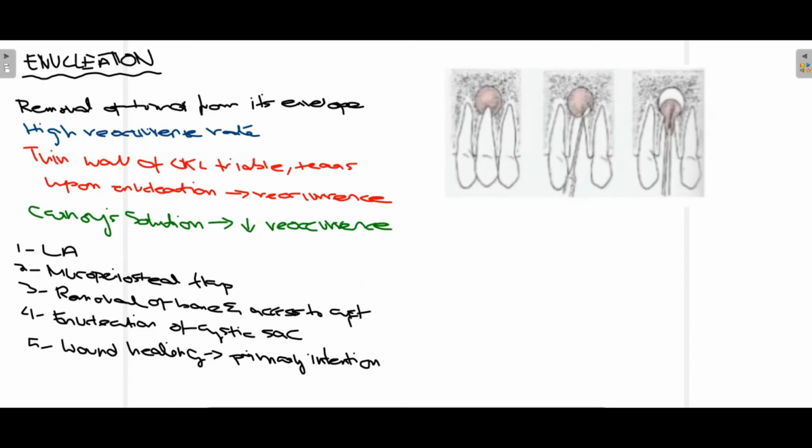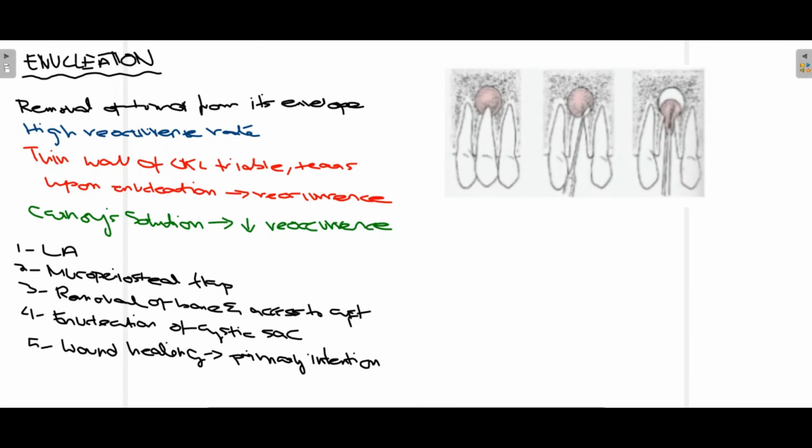Now talking about the second treatment option that is available, enucleation. In enucleation, there is removal of the tumor in its envelope. As you can see in this diagram, this is a tooth that was associated with OKC, and then you scoop it out of the cavity and you remove it from its entire cavity. Now enucleation is associated with a high recurrence rate, around 30 to 35%. There will be recurrence in enucleation.